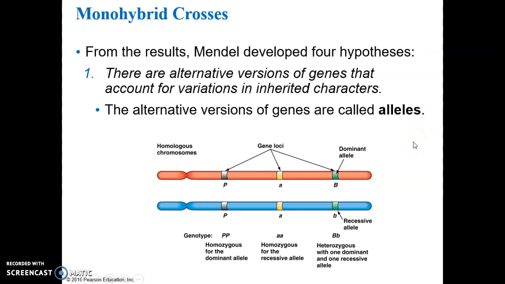So if we consider the flower color, the characteristic is color, and the traits are purple and white. There's a bit of genetic information called a gene that determines the flower color. And since there are two flower colors, there must be two versions of the gene, and those two different versions are called alleles. So there's an allele for the purple flower color, and an allele for the white flower color.